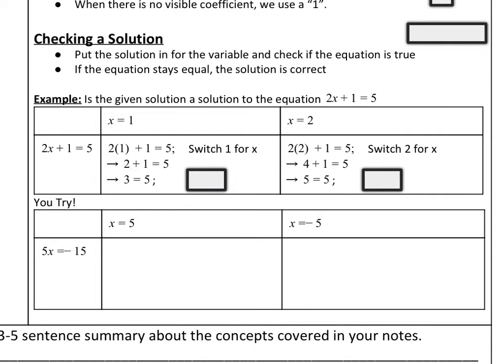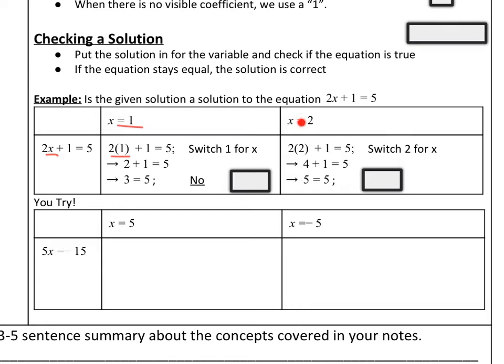We take this x equals 1 and we switch it in for that x there. You can see instead of 2 times x, we have 2 times 1. Then the rest of it stays the same, plus 1 equals 5. So we switch that 1 in for the x. Then we can simplify the expression a bit. 2 times 1 is 2. Then we have plus 1 equals 5. And then 2 plus 1 is 3 equals 5. Does 3 equal 5? No. So this is not a solution. We'd say no, x equals 1 is not a solution.